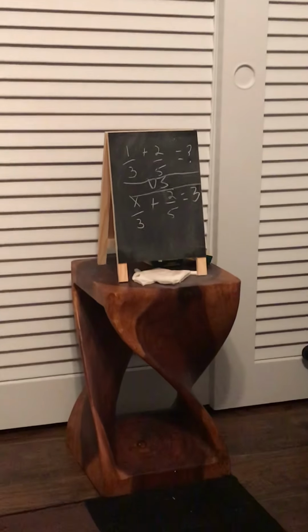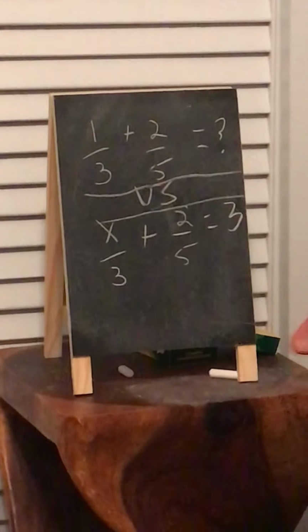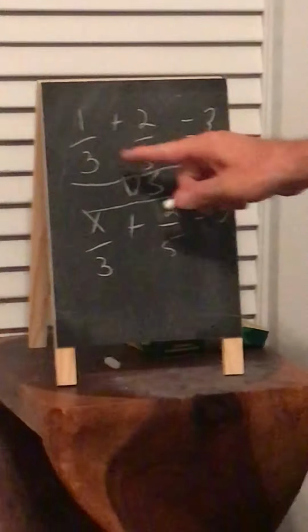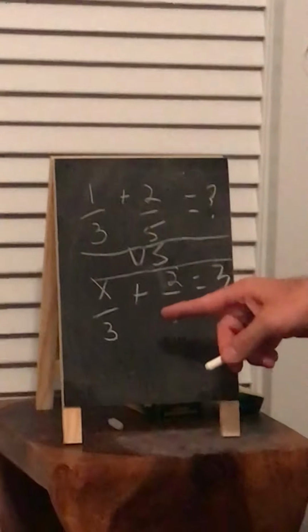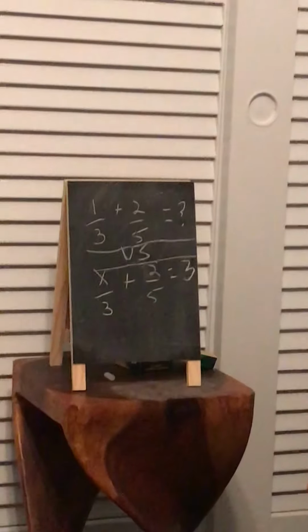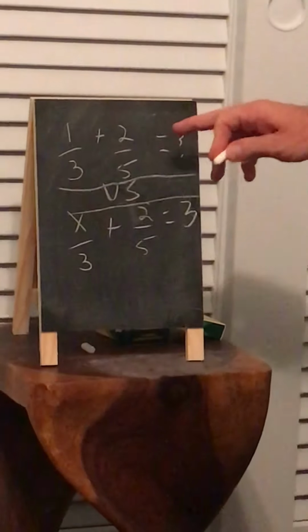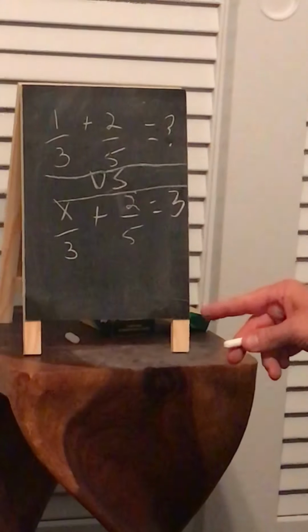My beautiful assistant is zeroing in on these two problems. We have, for the first problem, 1/3 plus 2/5 equals something. We want to add two fractions with different denominators. The second problem is an equation as opposed to the expression that was the first problem. X over 3 plus 2/5 equals 3. All right, so we have an expression, we're adding two fractions. We have an equation where we're solving for x.